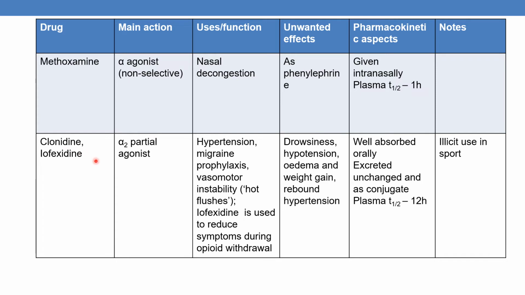The next is clonidine and lofexidine. Clonidine is an alpha 2 partial agonist. Uses are, it is used to treat hypertension, migraine prophylaxis, vasomotor instability, which is nothing but hot flushes. Lofexidine is an alpha 2 partial agonist and it is used to reduce symptoms during opioid withdrawal. Unwanted effects of clonidine and lofexidine are drowsiness, hypotension, edema, weight gain, rebound hypertension.